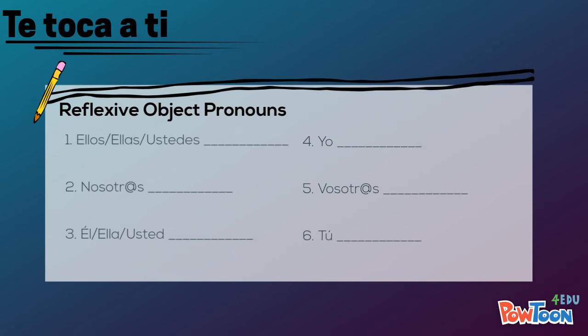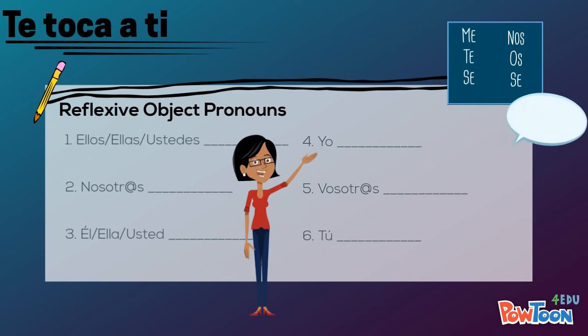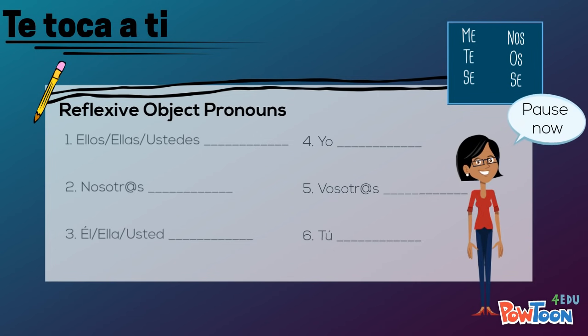Well, te toca a ti. Let's start simple, and then we'll move on to sentences. Look at the pronouns below and match them with the correct reflexive object pronoun. I did mix them up a bit just to give you a little bit of a challenge. Remember to pause the video to give yourself time to think or to review your notes.